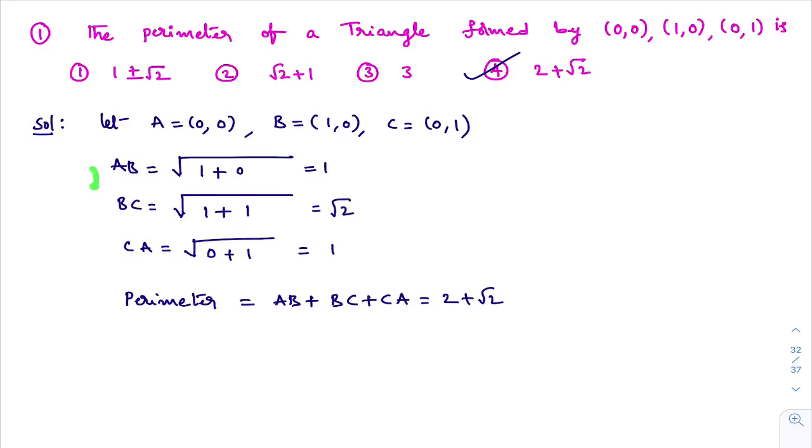So AB, BC, CA I have calculated. What is the perimeter? Perimeter means AB plus BC plus CA. So 1 plus 1 is 2, 2 plus root 2. So the perimeter of the triangle formed with these vertices is 2 plus root 2. If you observe, the fourth option is the right option.